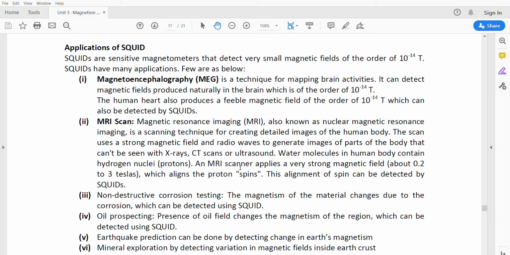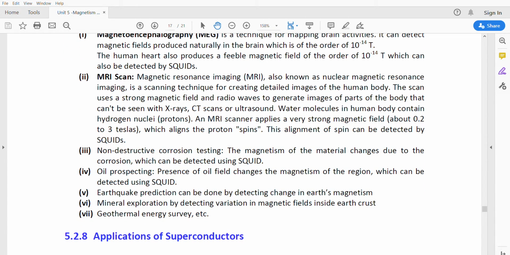Water molecules in the human body contain hydrogen nuclei. An MRI scan applies a very strong magnetic field which aligns the proton spins. The alignment of spin can be detected by the SQUIDs. So MRI scans also use these SQUIDs. Using the MRI scan, we can easily scan every part of the body. Using the proton spins, we can understand the magnetic field produced by our body by applying a strong magnetic field.